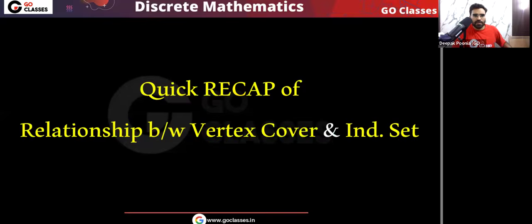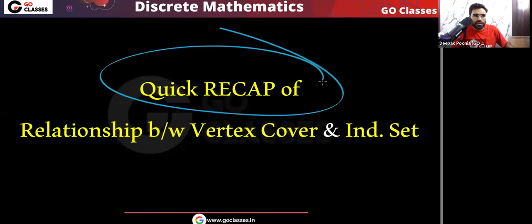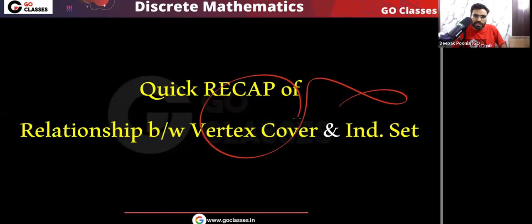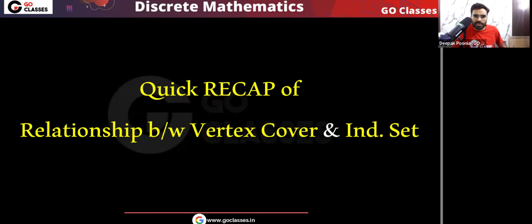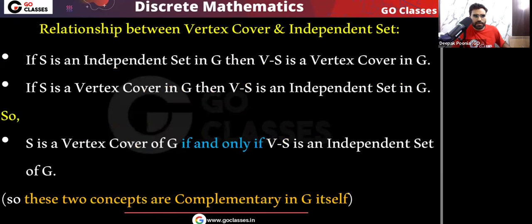Okay, let's quickly do the recap of the relationship between vertex cover and independent set. The proof and the concept, everything we have seen in our previous lectures. You can find the link in the description, in the pinned comment. So let me tell you the relationship between vertex cover and independent set.